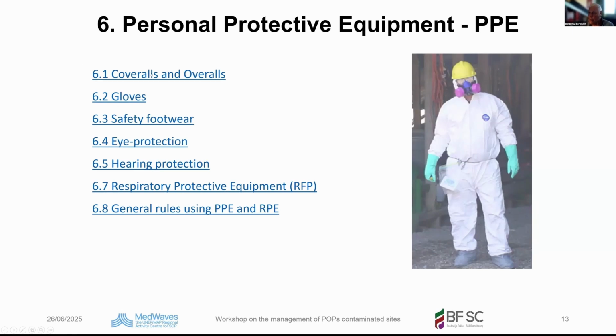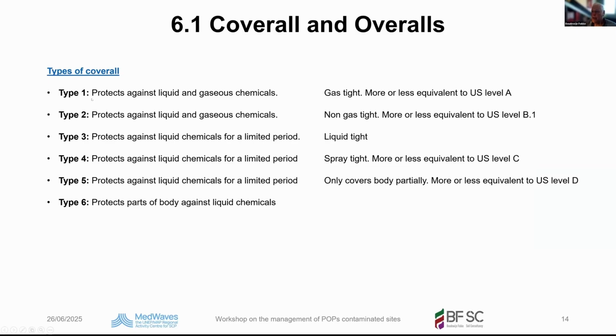Let's go to the coveralls and the overalls. Types of coveralls. You have type 1, protect against liquid and gases, and then they are more or less equal or equivalent to the US level A. You have type 2, protect against liquid and gases, non-gas tight, more or less equal to the US level B. Type 3 protects against liquid chemicals, liquid tight. Type 4 protects against liquid chemicals for a limited period, so spray tight, more or less equal to the level C of the US. And type 5 protects against chemicals for a limited period, and they are more or less equal to the type D used in the US.